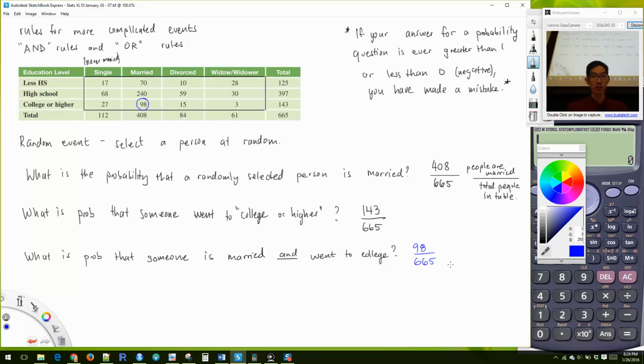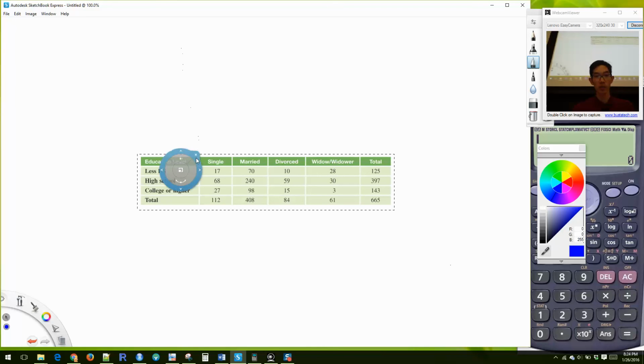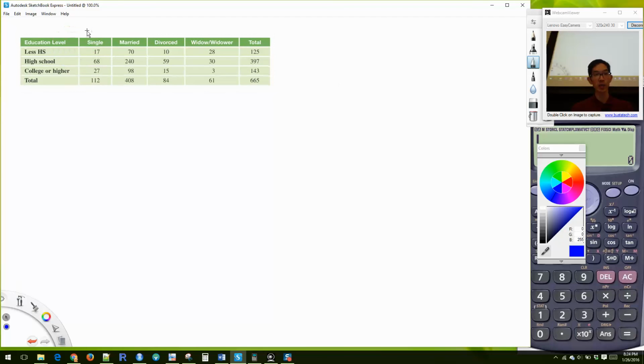Okay, let's talk about the OR probabilities then. We're going to use our same table here, so you don't have to rewrite it in your notes. We can just change the question slightly by saying, what is the probability that someone is married or has a college education or higher?